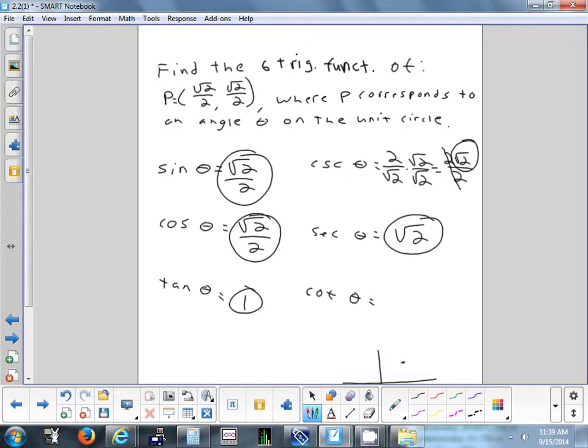Okay, and the last one is the cotangent. How about Zach? What's the cotangent? 1. Okay, when you flip 1, you get 1. It's one of the two numbers that you can flip, and it stays the same. The other one being negative 1. If you flip that, it stays the same. Okay, any question on the 6 trig functions here?